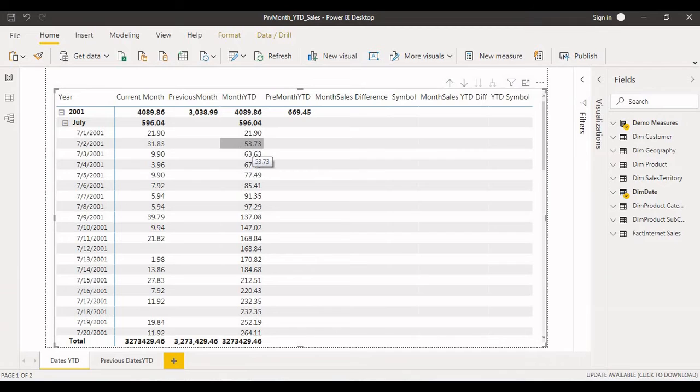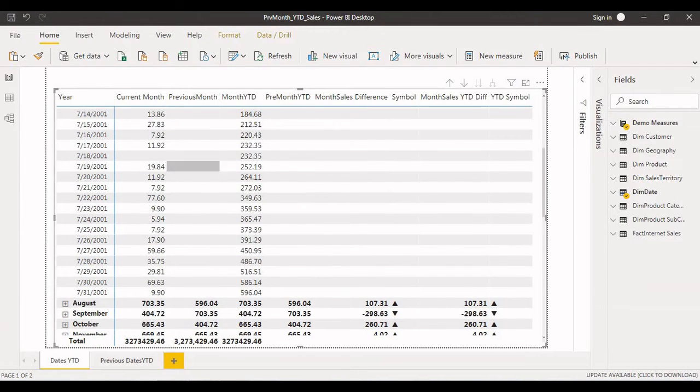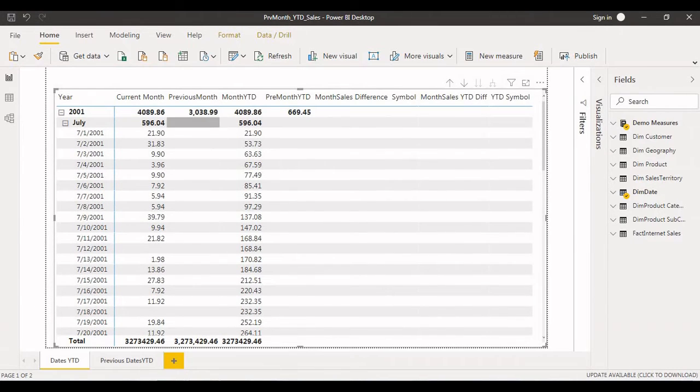This is the current month YTD. So 21.90 plus 31.90 is 53, 53 plus 9 is 63, 63 plus 3 is 67. Like that we are calculating the month to date up to the end of the month. But in previous month we have a blank because we don't have any previous month for July. Basically in 2001 the sales start from July 2001 onwards.